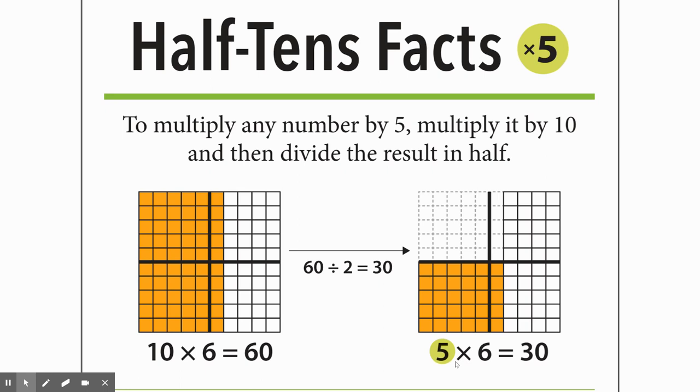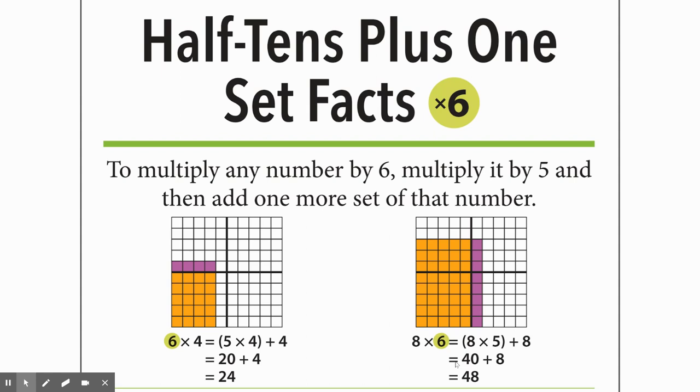Now, some of the others of us might skip count by fives to figure out our times 5 facts. Whichever one makes sense to you and works for you, make sure you do. But we do want to figure out times 5 facts to help us with our times 6 facts. So this strategy is called half tens, which are our times 5 facts, plus one set facts, which make them a times 6. So let's take a closer look.